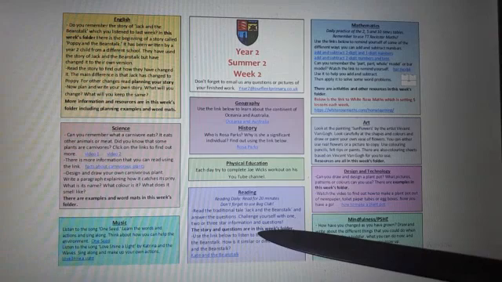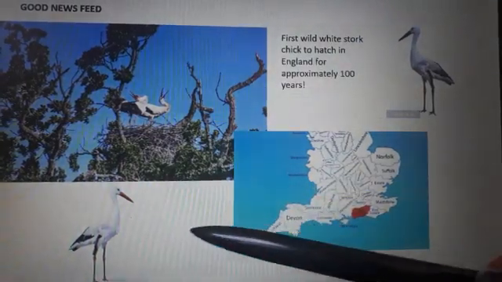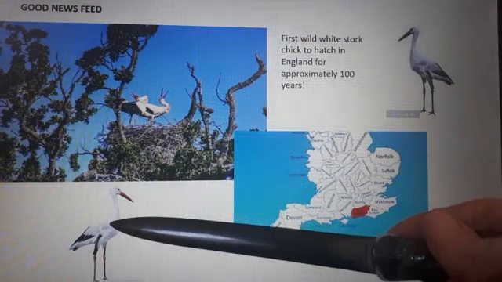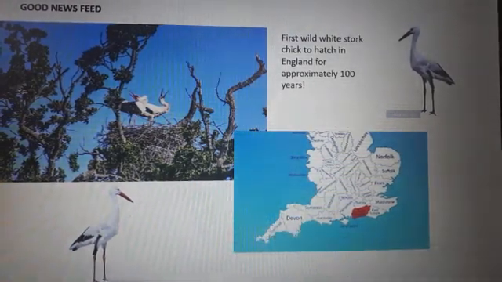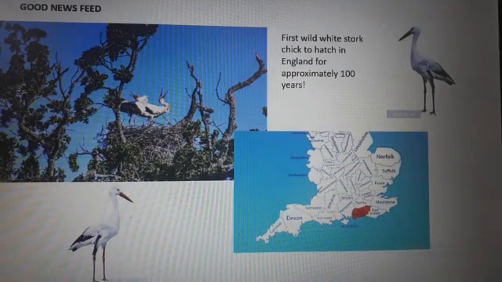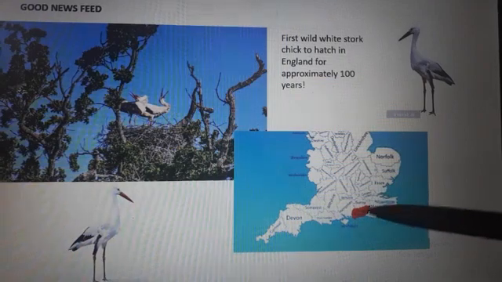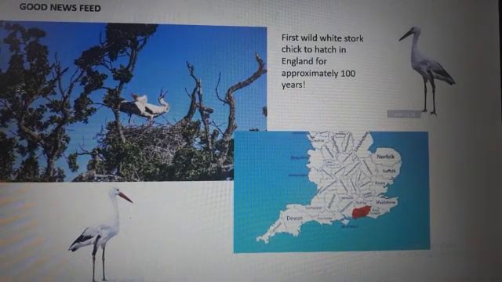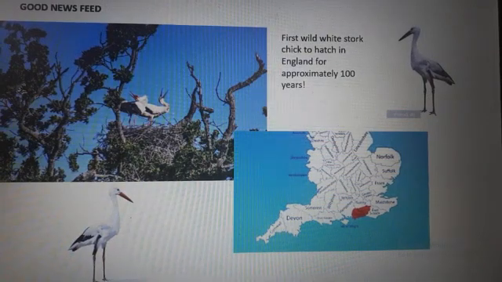Anyway, have you heard any good news this week? I heard about the wild white stork chick that hatched in England. It was the first to do so for approximately 100 years. They were based in the West Sussex area of England. That's down here at the bottom. Now that was a few weeks ago. So I wonder if you've heard any more recent good news.